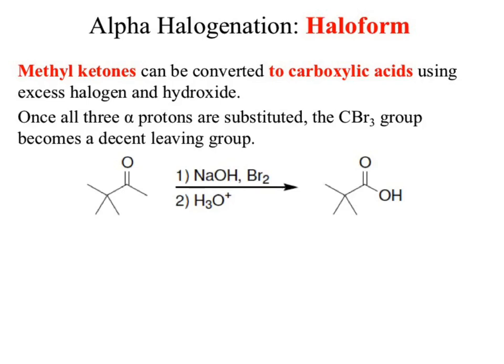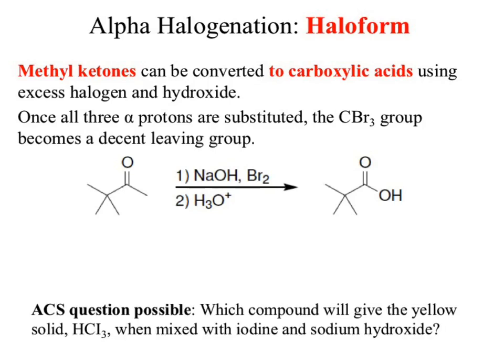So, once all 3 alpha protons have been removed and substituted, CBr3 becomes a decent leaving group. It's not the greatest, but remember we get stabilization of resonance with our conjugate base. So all's good, and we end up running that goofy reaction. Where does this tend to show up?